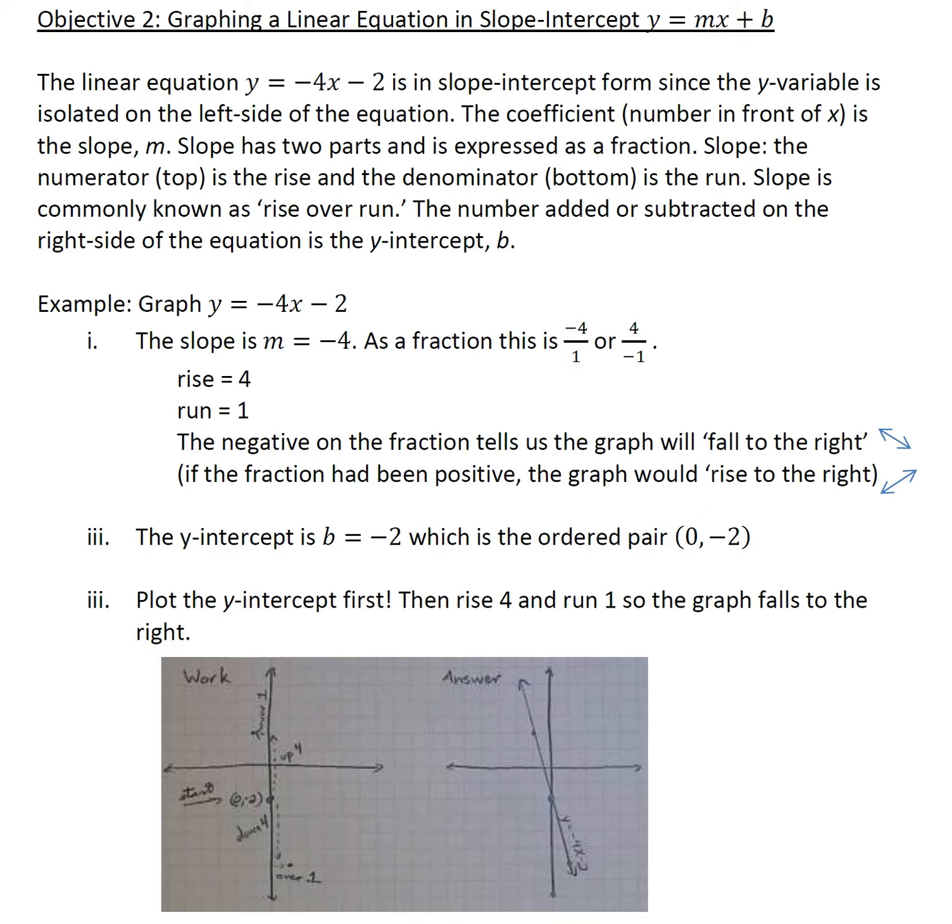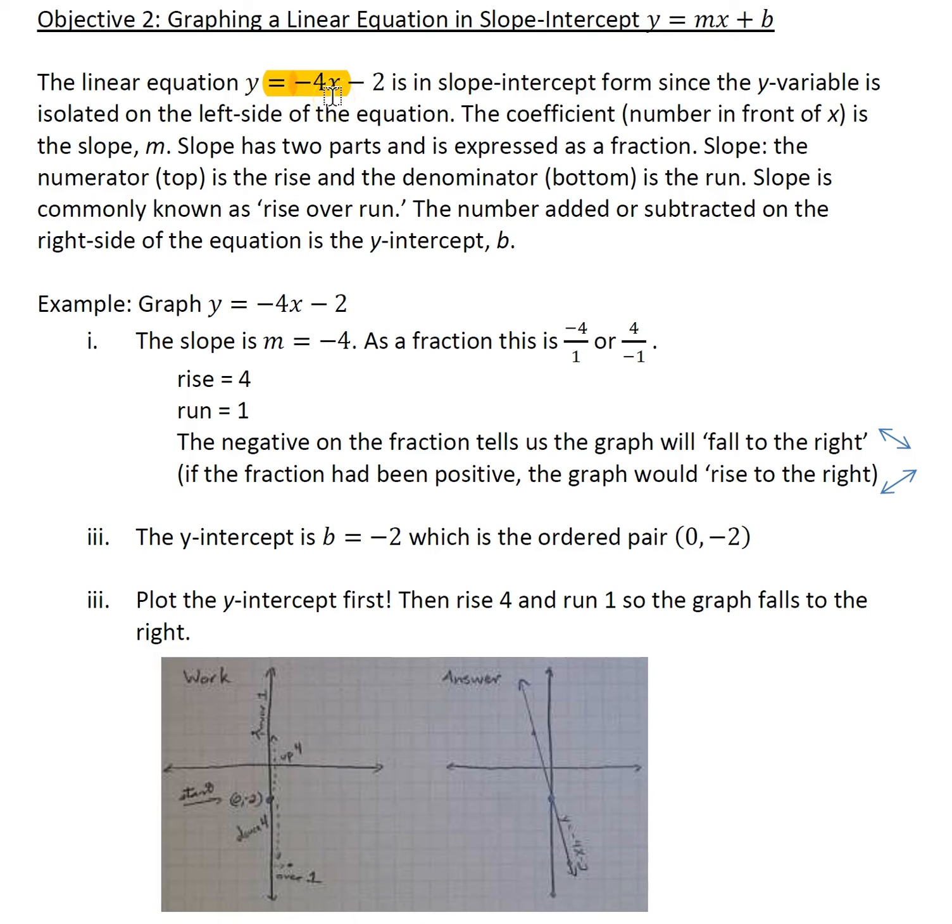Graphing a linear equation in slope-intercept form, y equals mx plus b. Many students have a lot of experience with this form from high school. The example that I'll work with is y equals negative 4x minus 2. In slope-intercept form, the y needs to be by itself, and then the x term is next.